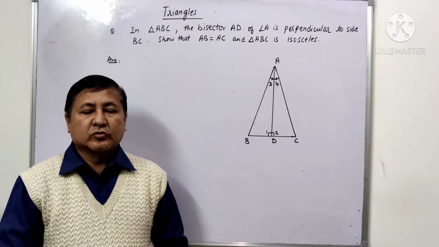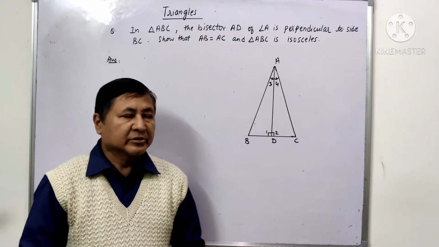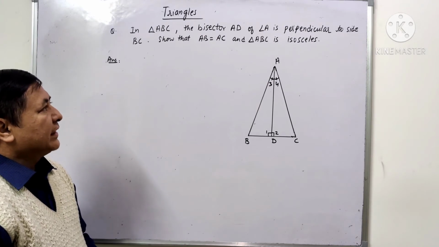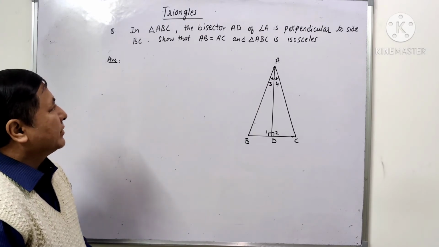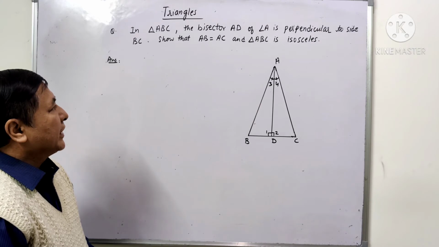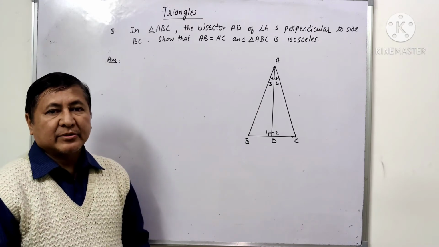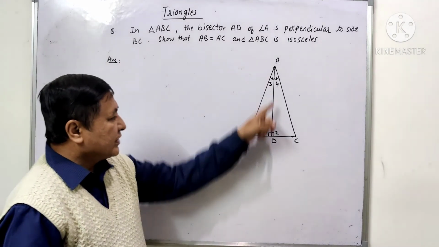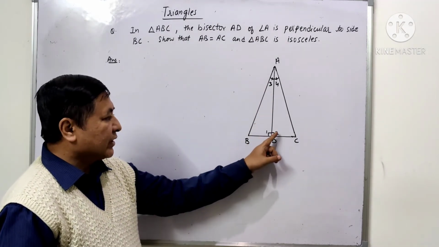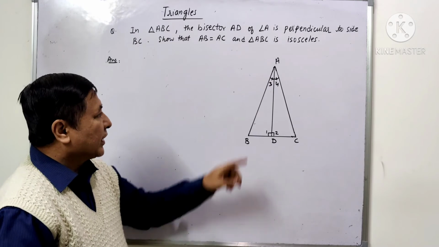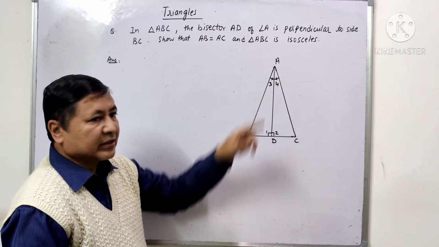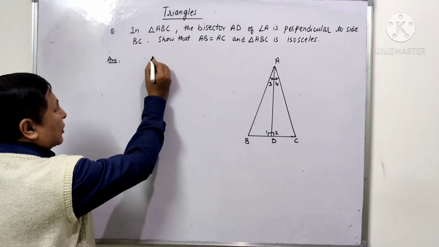Now let us do one more question on the triangle chapter. In triangle ABC, the bisector AD of angle A is perpendicular to side BC. Show that AB equals AC and triangle ABC is isosceles. Now in this question it is given that AD is perpendicular, that means angle 1 and angle 2 will be each 90 degrees, and also AD is the bisector of angle A, that means angle 3 and angle 4 will be equal.